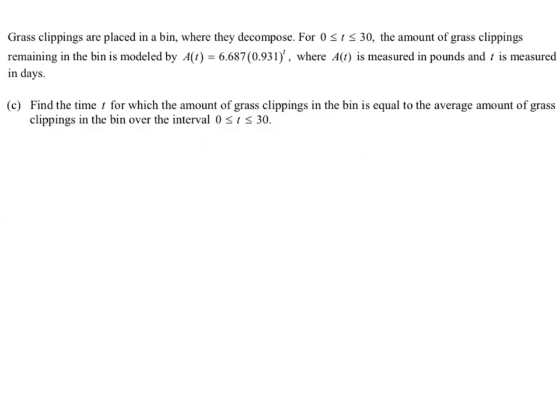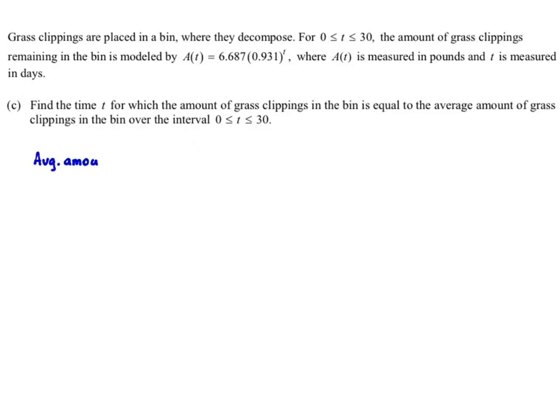For part C, it says find the time for which the amount of grass clippings in the bin is equal to the average amount of grass clippings in the bin. Well, that's interesting. How do we figure out when the amount of grass clippings in the bin is equal to the average amount of grass clippings in the bin? Well, the amount of grass clippings is represented by A of t. The question is, what is the average amount of grass clippings? Well, that's the average value. So we would say 1 over 30 minus 0 times the integral of the amount.